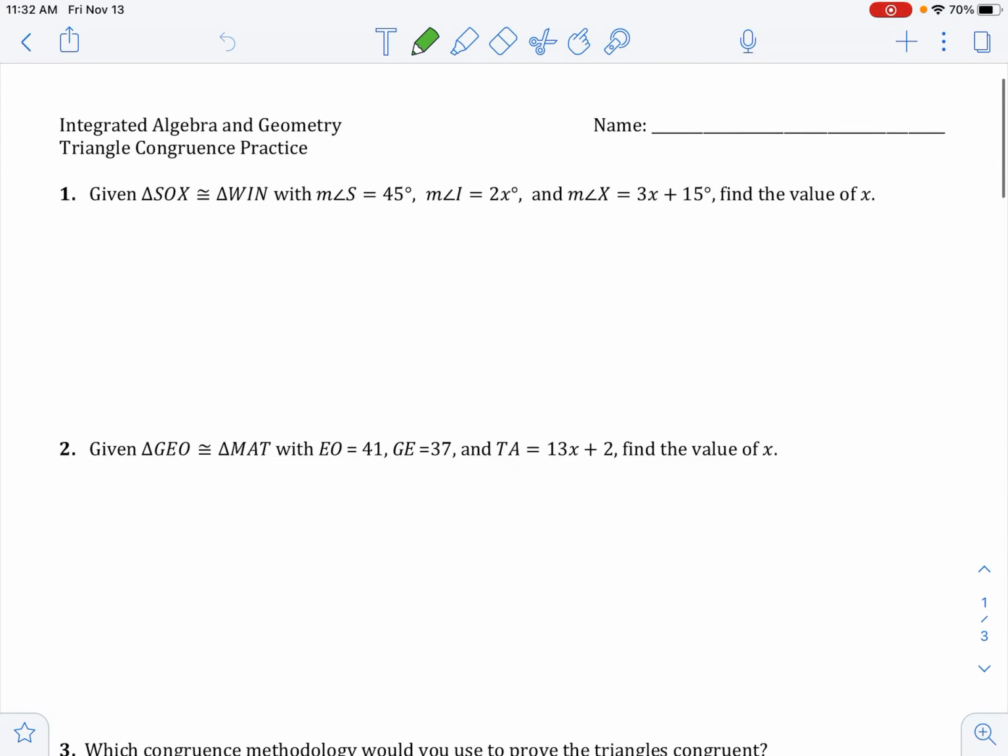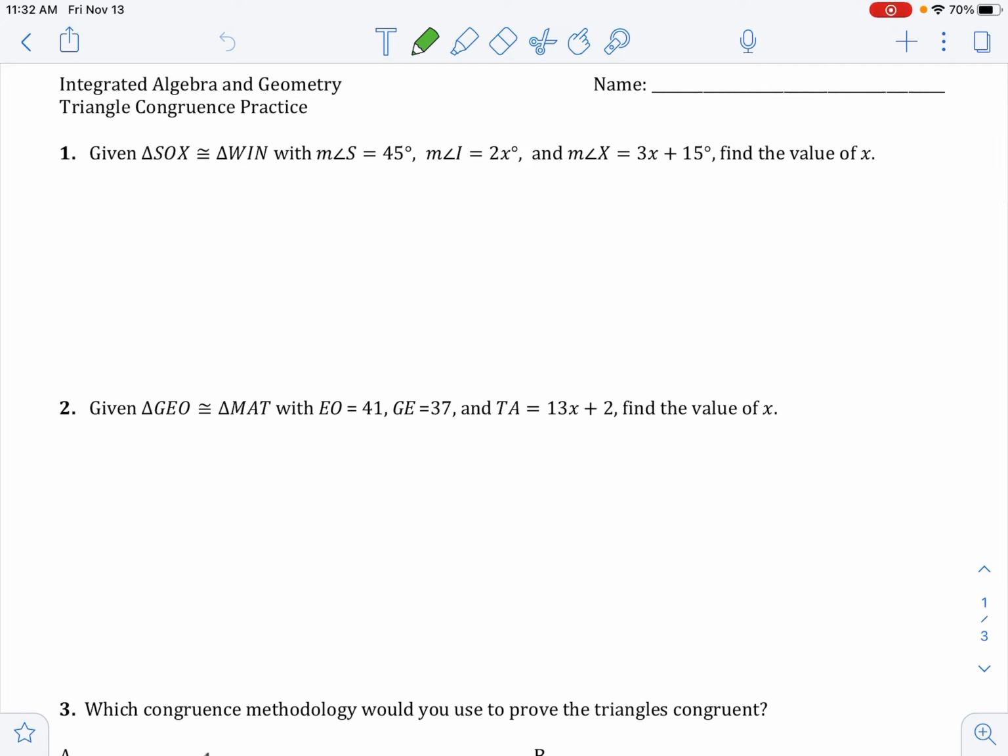All right, so this is some triangle congruence practice. It's based on triangle congruency from the prior lesson. There's no new material in here. So this first one says, given triangle SOX is congruent to triangle WIN, and then it gives us some more information.